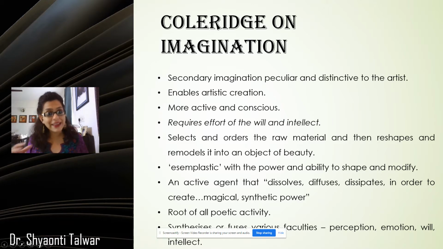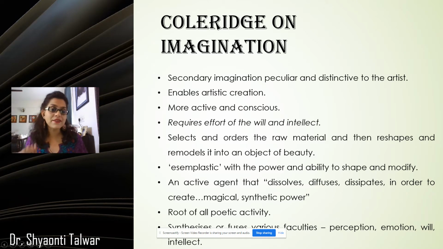So, in other words, secondary imagination is more active and more conscious because it requires an effort of the will and the intellect. We saw how primary imagination is involuntary. We are not even aware that we are using our primary imagination or these faculties to absorb the external world. But when it comes to the secondary imagination, it is a very conscious, deliberate, studied, and orchestrated effort on the artist's part to use this ability to come up with something creative.